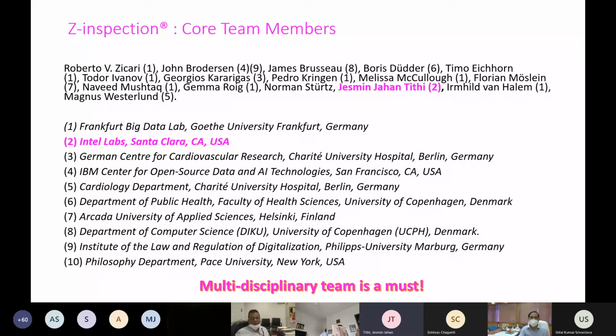This is the founding member of the inspection process, and this team member analyzed the first use case that I'll also talk about in this talk. One thing to note is that this team includes a multidisciplinary team of experts. So we had a computer scientist, a philosopher, a legal expert, a general physician, as well as a cardiologist. So we really had experts from all the aspects of expertise that we need to assess the use case that we had in our hand.